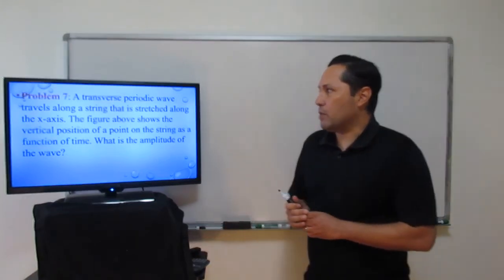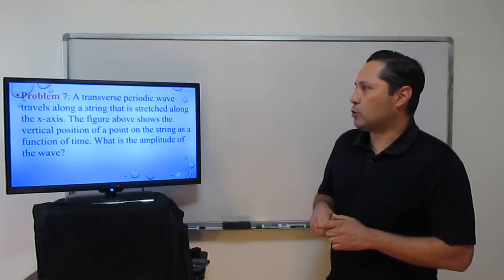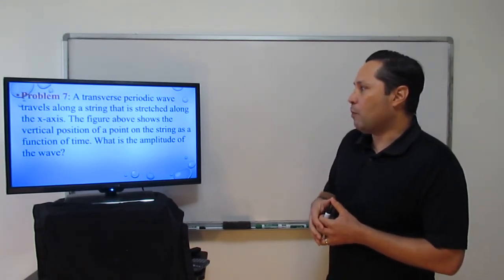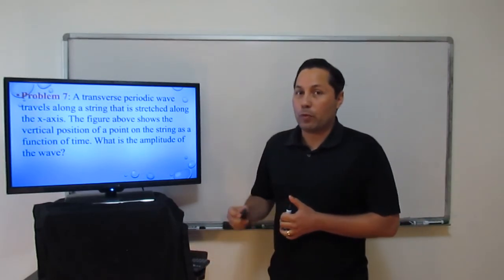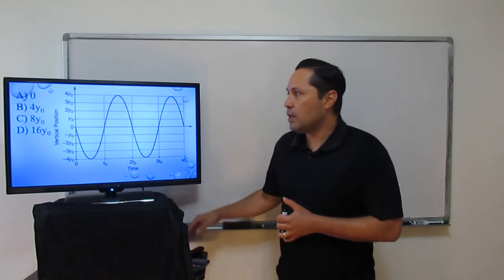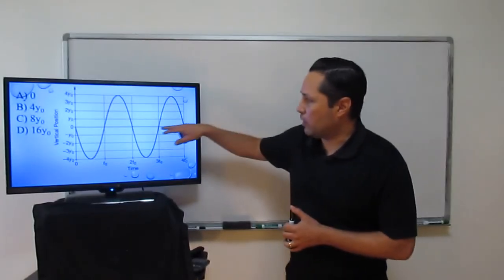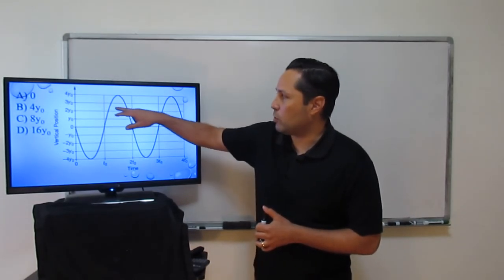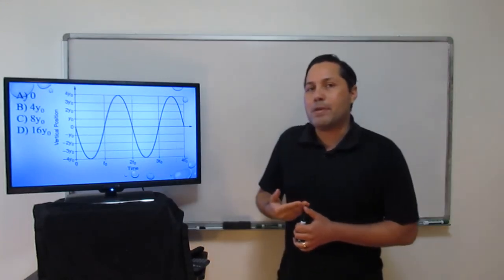Next, problem 7 says a transverse periodic wave travels along a string that is stretched along the x-axis. The figure above shows the vertical position of a point on the string as a function of time. What is the amplitude of the wave? So here we have it, the amplitude of the wave, again from the middle part, the equilibrium point, to the top of the crest. That's what you measure. So it's 1, 2, 3, 4. So the answer for this problem will be letter B.